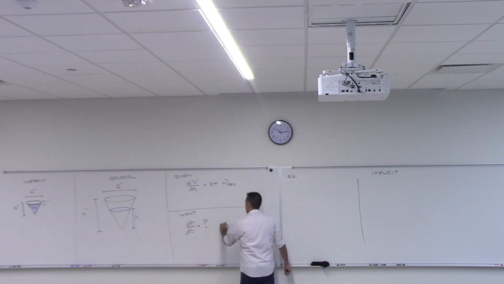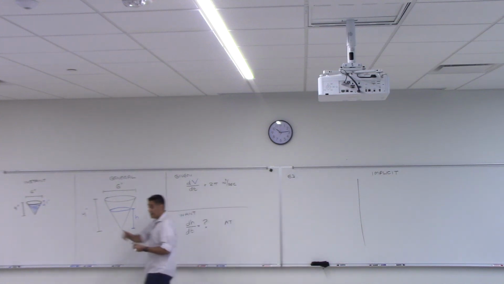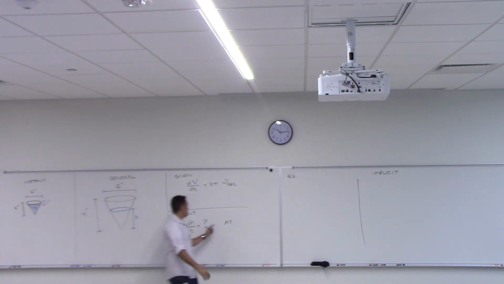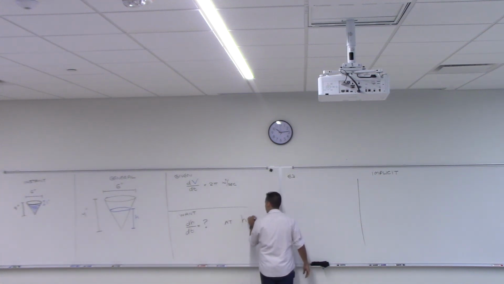At exactly the moment that what? At the moment that we're 1 inch from the top, which means that the height of the water is actually 3, right? You have to kind of deconstruct that in your mind. 4 inches here, 1 inch from the top means the depth of the water is actually 3 inches. So we want this at the moment that h is 3 inches.